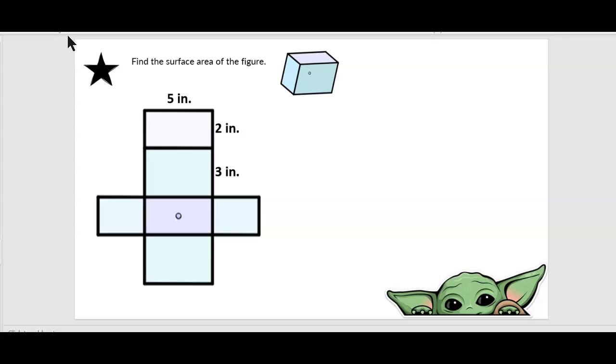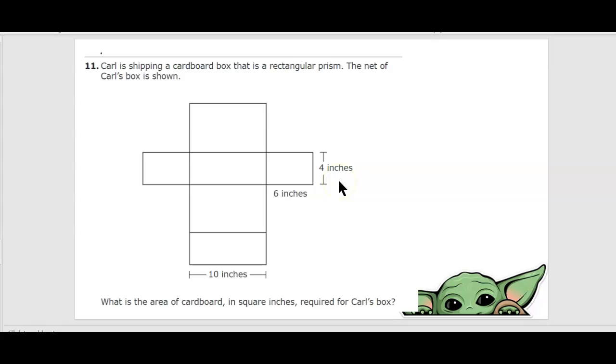If you know one, you know a bunch of them. You know if this is the bottom, you know this is the top. This would be the front, this would be the back, this would be the left, this would be the right. Hut, hut, hike. Same thing here.